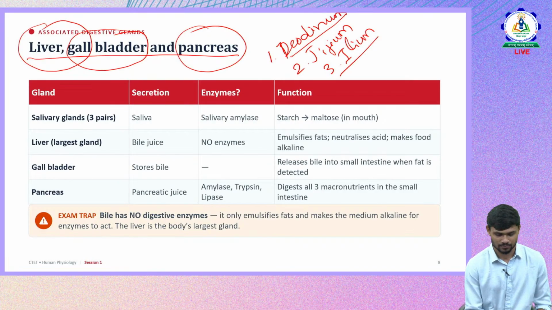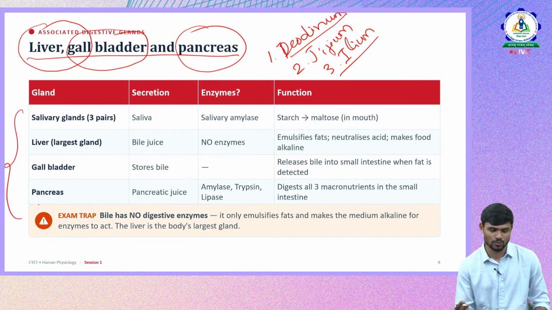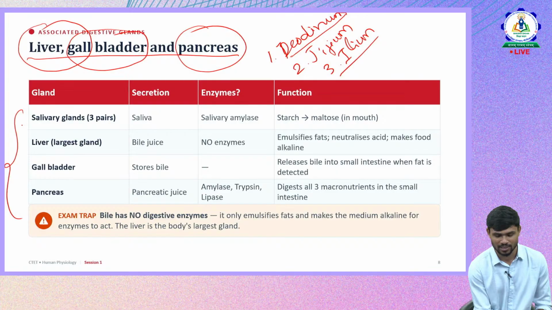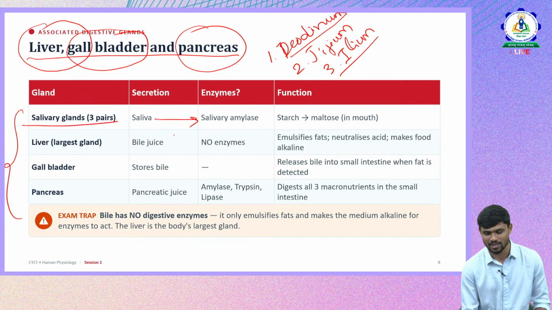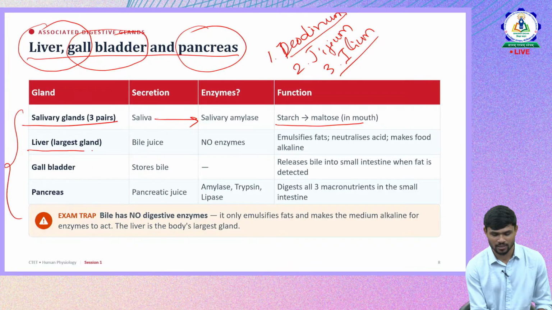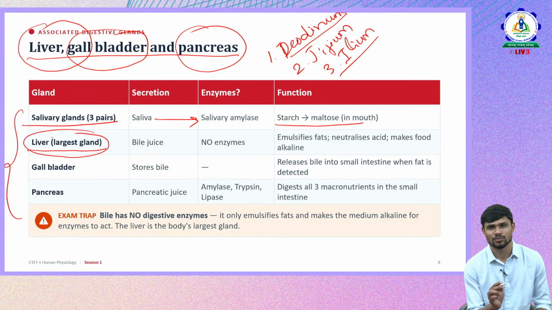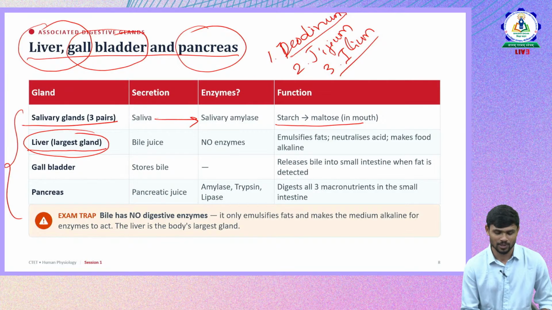Then let us see which enzyme digests what. We already discussed the salivary glands. There are three pairs. Saliva produces salivary amylase, which converts starch into maltose inside the mouth. Then what about the liver? It is the largest gland. Remember, questions can be asked about which among the following is the largest gland.